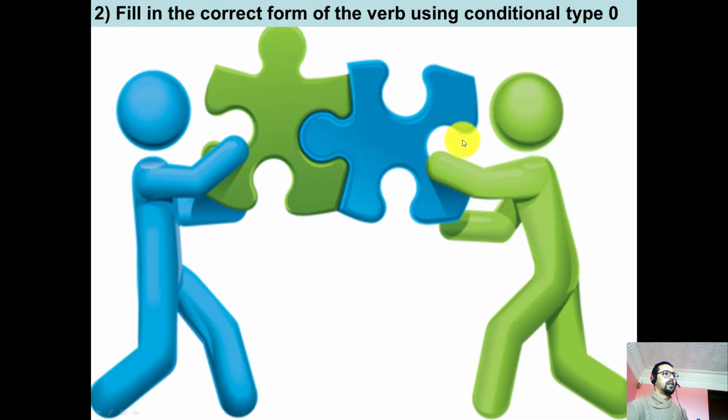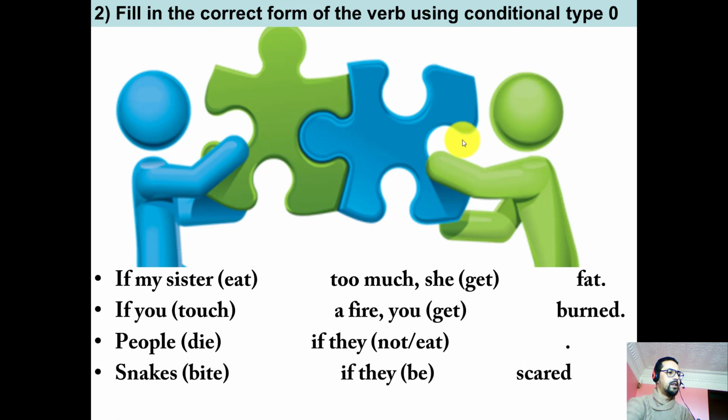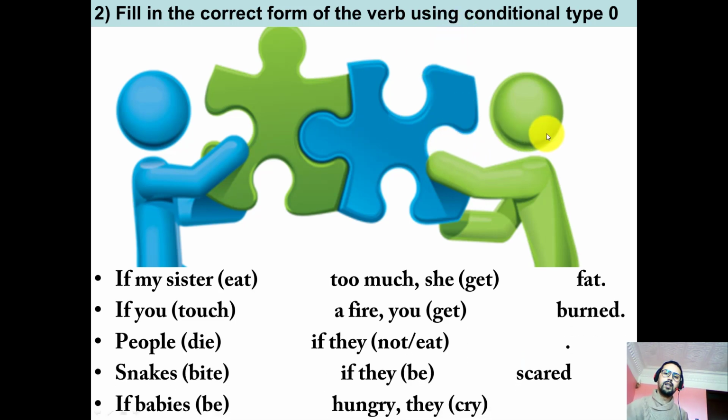So activity number 2 says, fill in the correct form of the verb using conditional type 0. Okay. These are the sentences. Again, I want you to stop or pause the video for a minute or two. Once you are ready, go back and share the correction. Sentence number 1. If my sister, verb to eat, too much, she, verb to get, fat. Very good. If my sister eats too much, she gets fat.